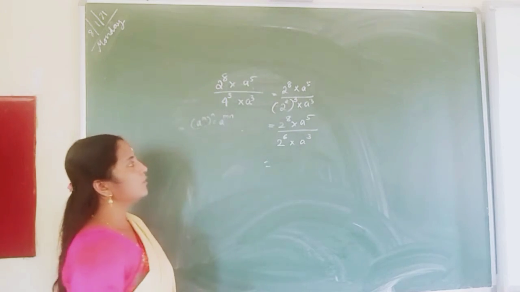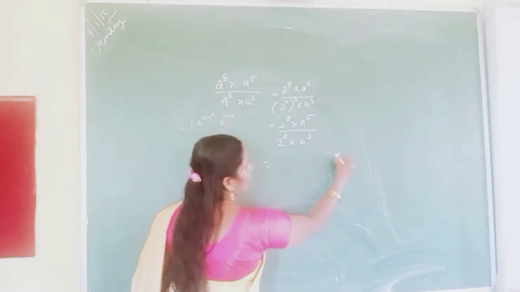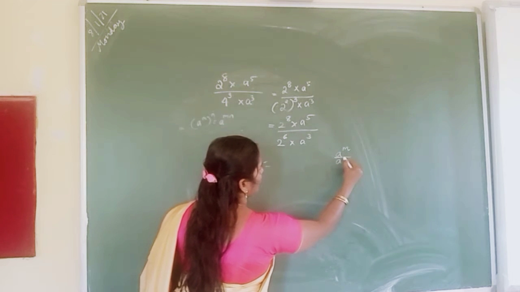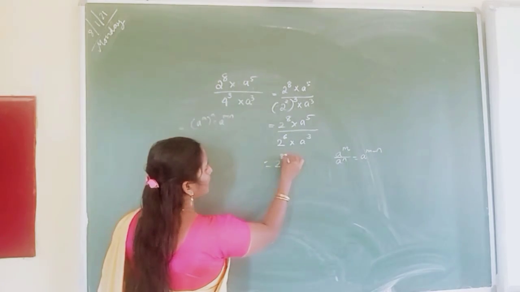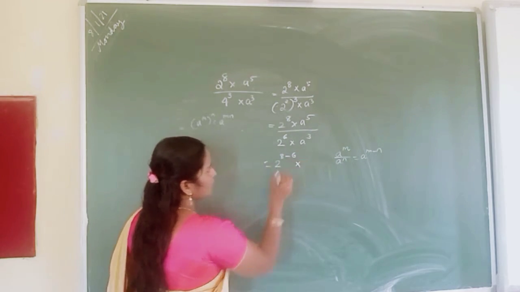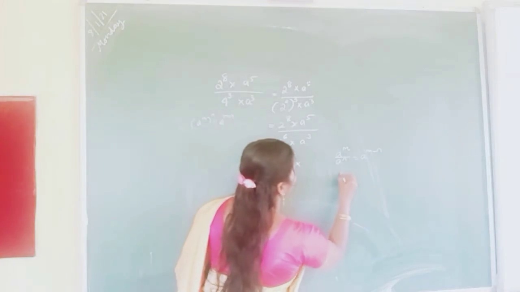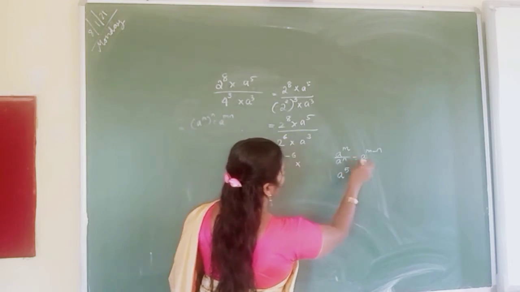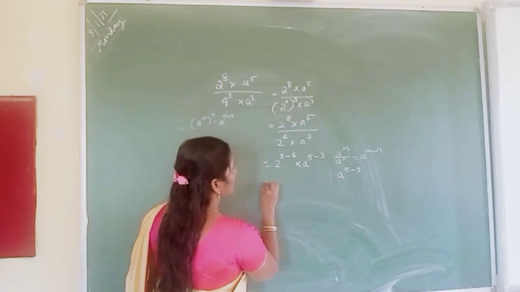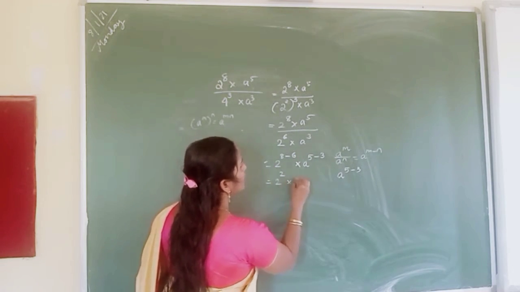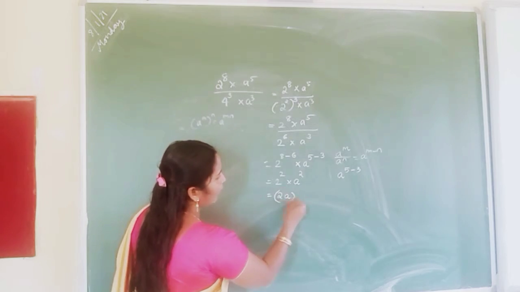Then we have 2 raised to 8 and 2 raised to 6. So we apply the law a raised to m by a raised to n. We know that it is a raised to m minus n. So it is 2 raised to 8 minus 6 into, similarly, a raised to 5 by a raised to 3. We can write it as a raised to 5 minus 3 by applying the same law. So 2 raised to 2 into a raised to 2, that is 2a the whole raised to 2.